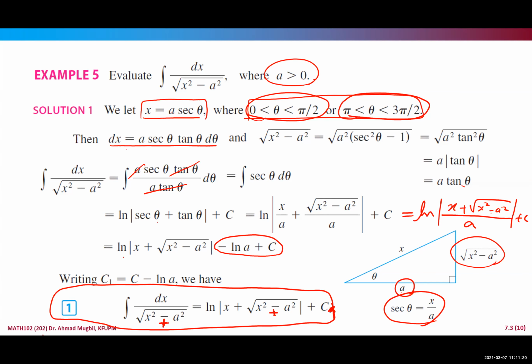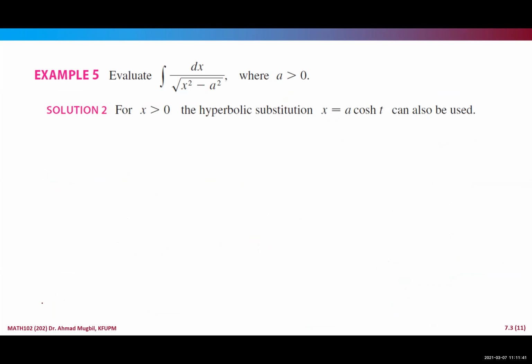As you will see in the next exercise. Now, as you can see here, Shabab, this is solution number 1. So it means that there is another way, or another solution. The other solution is by using hyperbolic substitutions. I will mention it just to give you an idea about it.